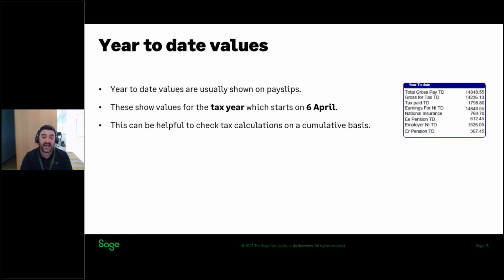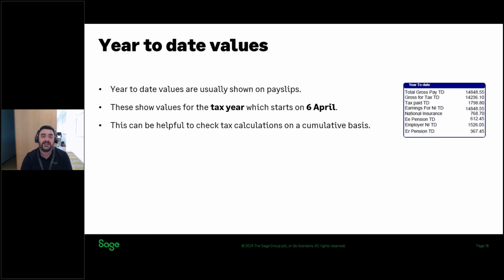It can be really helpful to have year-to-date values on a payslip, as it enables your employees to check tax calculations, maybe using a tax calculator on the gov.uk website, to make sure that you are deducting the correct amount from them. But of course, if you've got payroll software doing that for you and it's fully up to date, there should be no problems there.